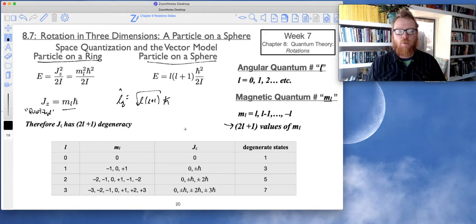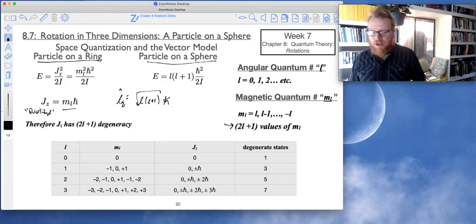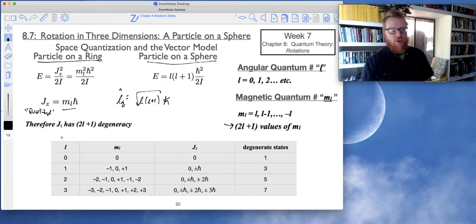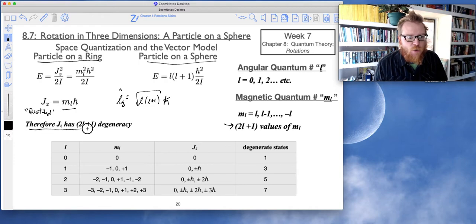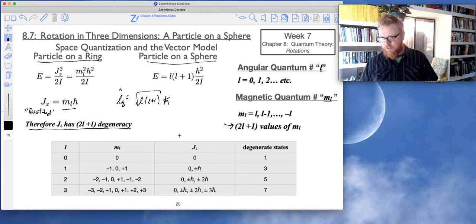So how do I get 2L plus 1? Let's go through this. If L is equal to 0, ml has to be equal to 0, meaning Jz has to be equal to 0. And if L is equal to 0, 2 times 0 plus 1 is just 1. So there's only one degenerate state for ml equals 0. So that's what this Jz 2L plus 1 degeneracy is.